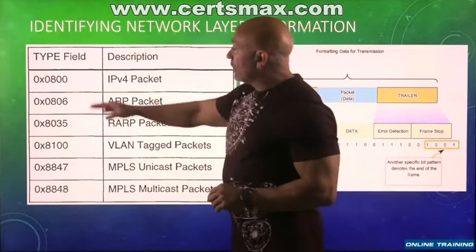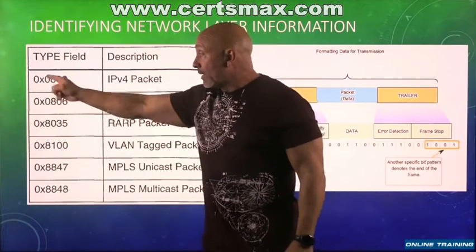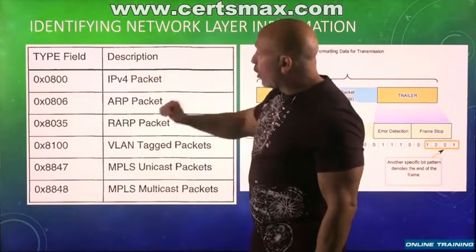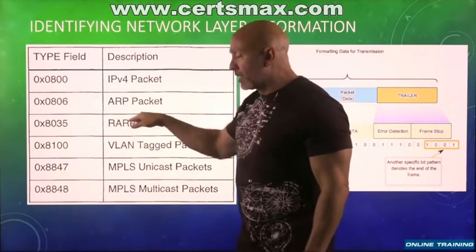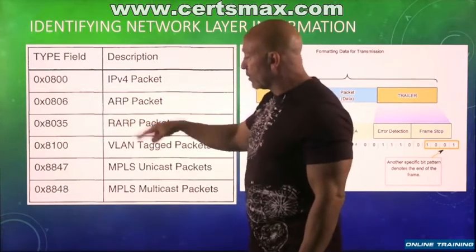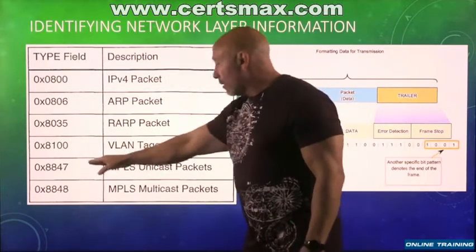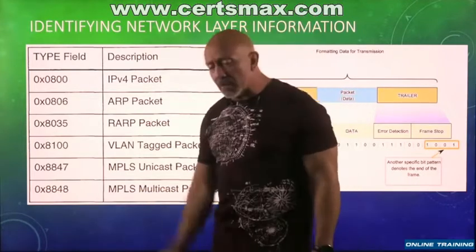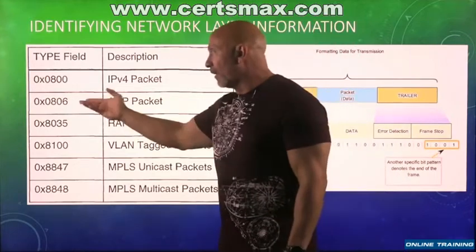All right. The type field, if it's a 0x, these are hex numbers, by the way. Anything you see 0x, that means it's a hex number. It's an IPv4 packet. It's an ARP packet. It's a reverse ARP. Rarely see this because this really is not used anymore. An 802.1Q VLAN tag packet. Now with MPLS unicast or MPLS multicast, and there's more. There's more type fields because we have IPv6, obviously. So it's going to be a different type field.